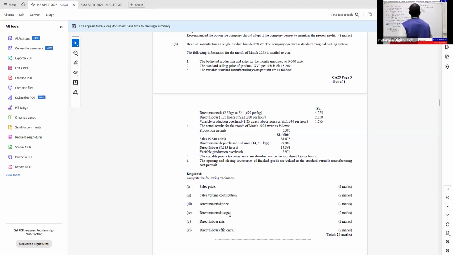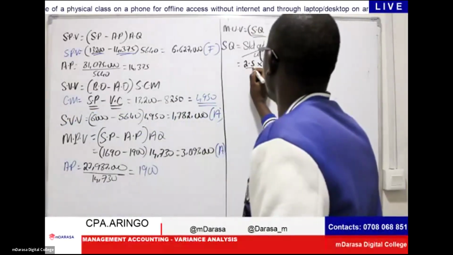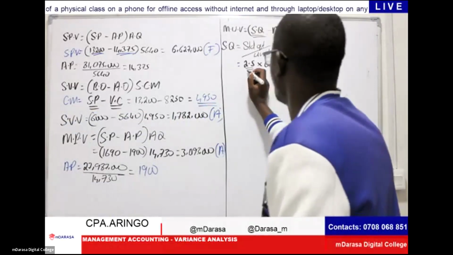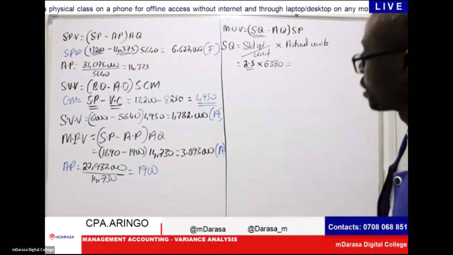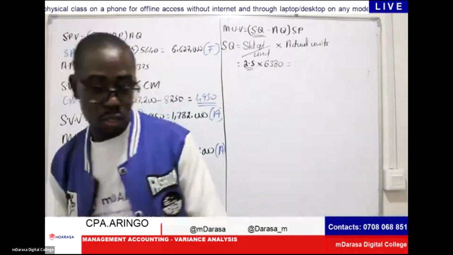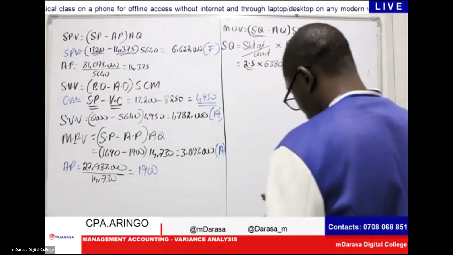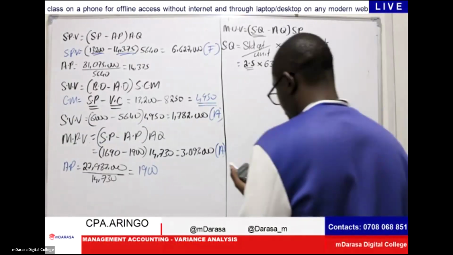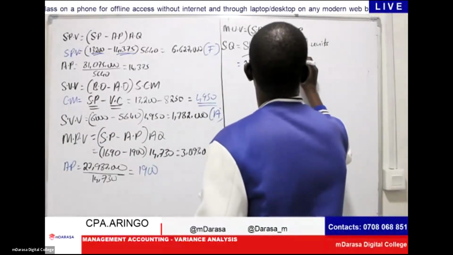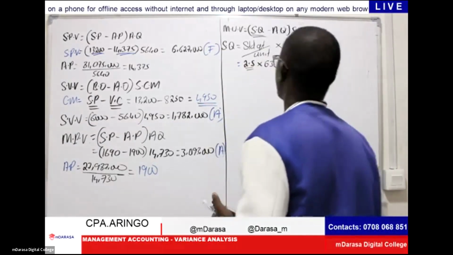So standard quantity per unit times the actual units. Standard quantity, 2.5 kgs per unit times the actual units that you're having. So at the end of the day, this would give us how many units in total? 6380 by 2.5 gives us 15,950.